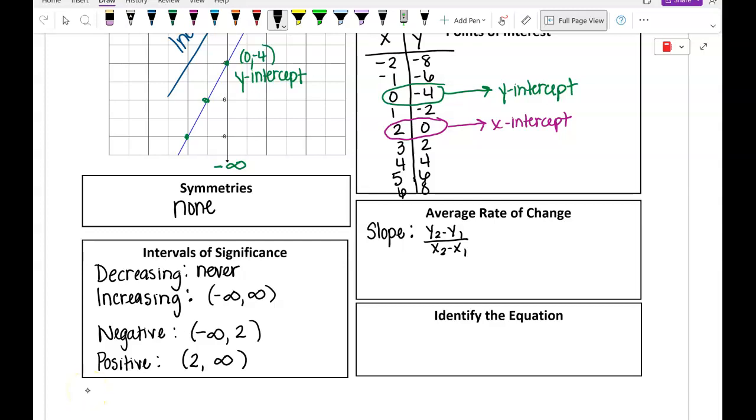So if I take any 2 points there, let's do (4, 4) and (3, 2). That's going to give me 4 minus 2 divided by 4 minus 3, which gives me 2 over 1, or just 2. So in this case, the average rate of change is the slope.